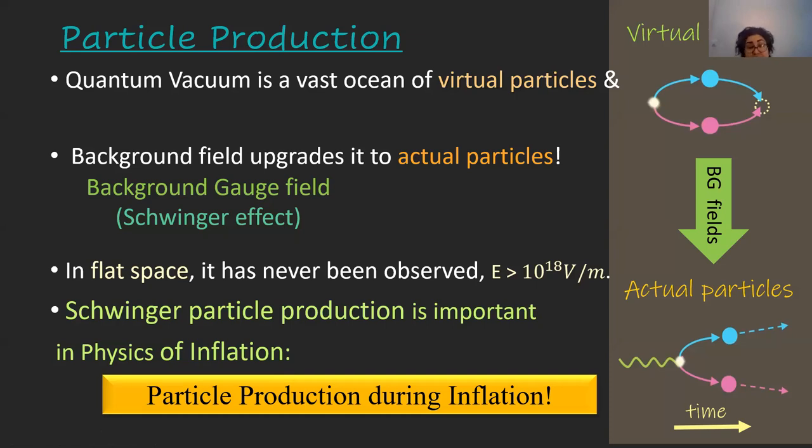However, in flat space, it has never been observed because it requires a very large electric field. But what about inflation? We know that the energy scales at inflation are extremely high. Also, in this particular scenario of inflation that I introduced, we have a gauge field during inflation. The thing is that in this scenario, Schwinger particle production is not only happening and important, but it also leaves an observable signature. So it's extremely interesting.